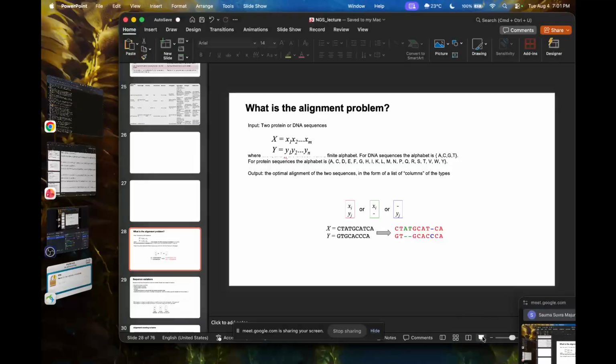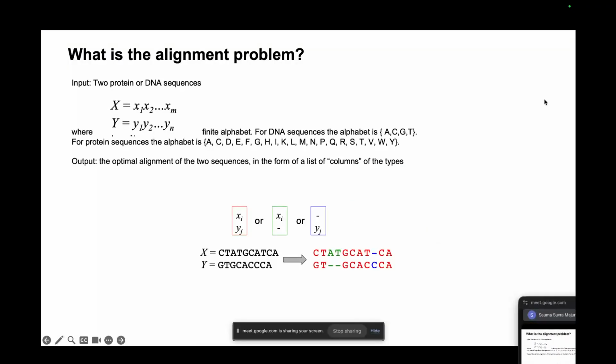You do not need to completely understand all the equations and everything. You should just get the idea about generally what is happening. So the alignment problem is similar for DNA alignment, or also if you do protein alignment, amino acid alignment of two proteins together, that is a similar kind of problem. So the input would be two sequences like this, X and Y.